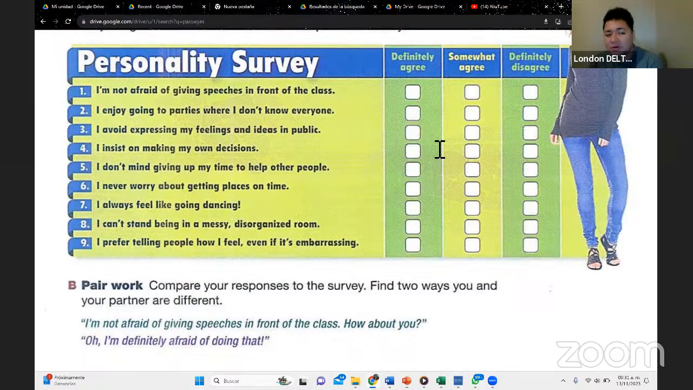Okay, the next one, number 4, is interesting. I insist on making my own decisions. This is like how stubborn you are. Are you stubborn? Are you not stubborn? Stubborn, remember, is terco.